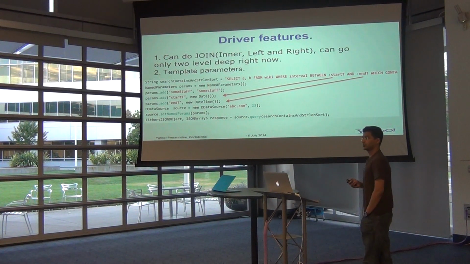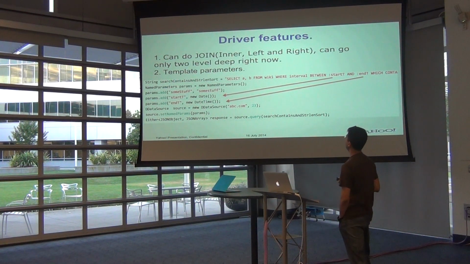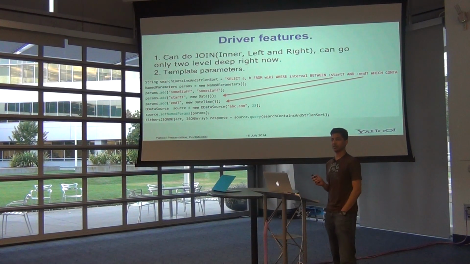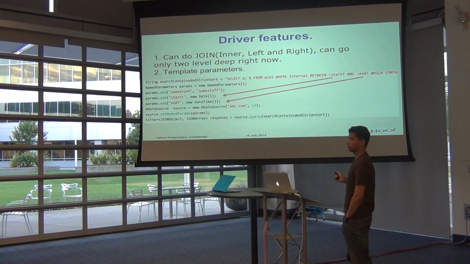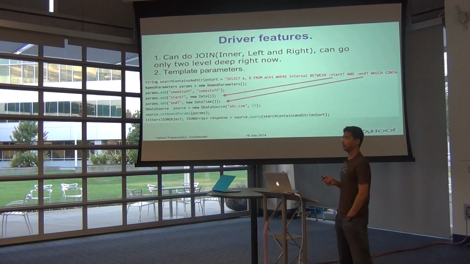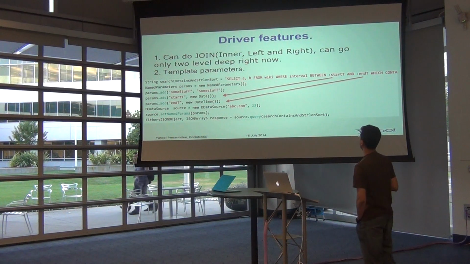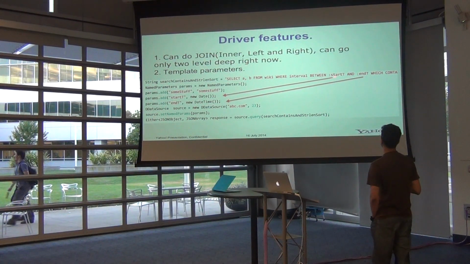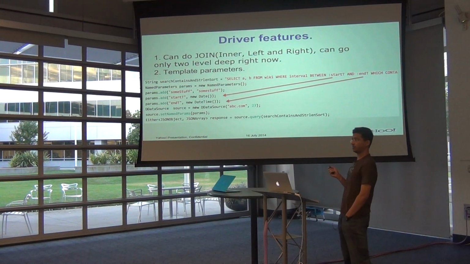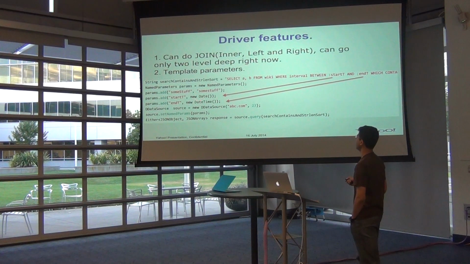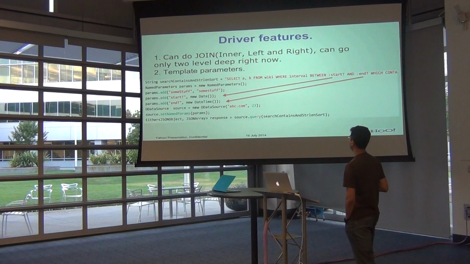So the driver layer, which is on top of the SQL layer, can do joins. Currently we support inner join, left and right join. So Druid doesn't know anything about joins, but we do the joins in the driver layer. And we also have provision for support of prepared statement like functionality, with definite parameters. So you just specify a query with the operators, and all the things that are parameters can be replaced with the fixed values at runtime. And then you just fire the query.